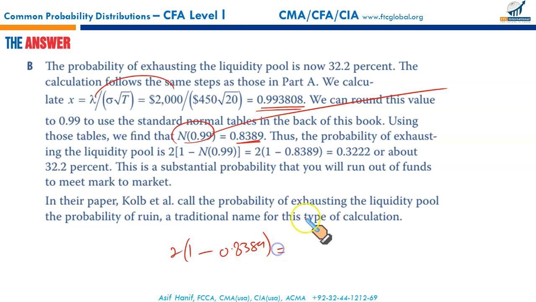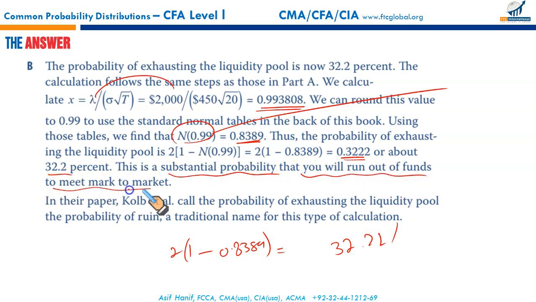Simple as that. Just application of the formula. Our result comes out to be 32.22. Now look at this. This is now a higher probability. If your time horizon is 20 days, there is a 32.2% probability, quite a substantial probability, that you will run out of your funds to meet the mark to market.